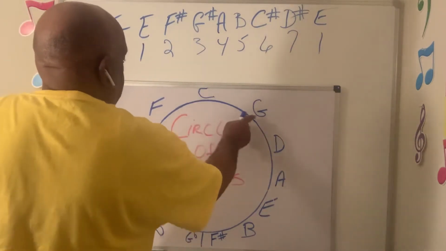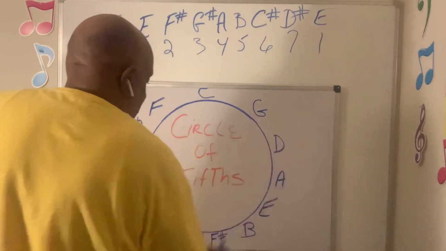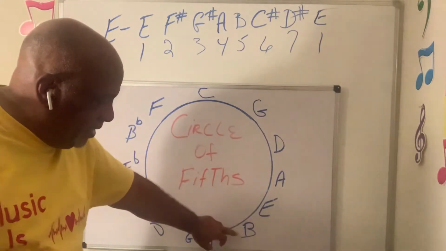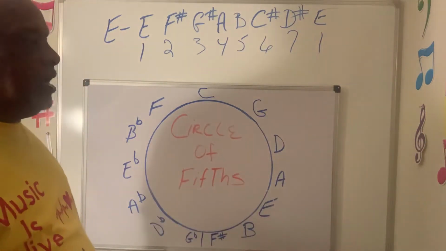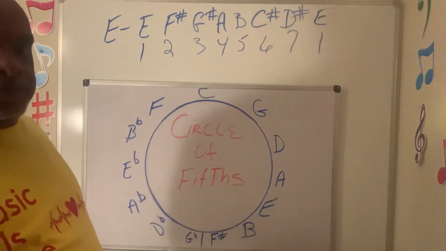So let's go around again. C, the 5 of C is G. The 5 of G is D. The 5 of D is A. The 5 of A is E. The 5 of E is B. All right? And then the 5 of B is F sharp.